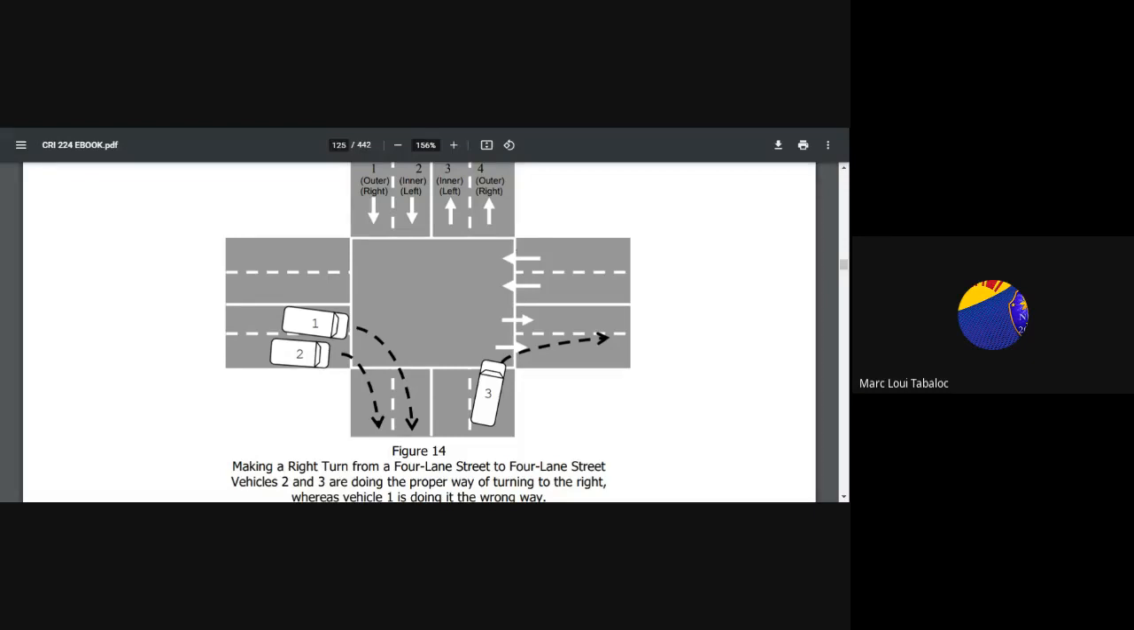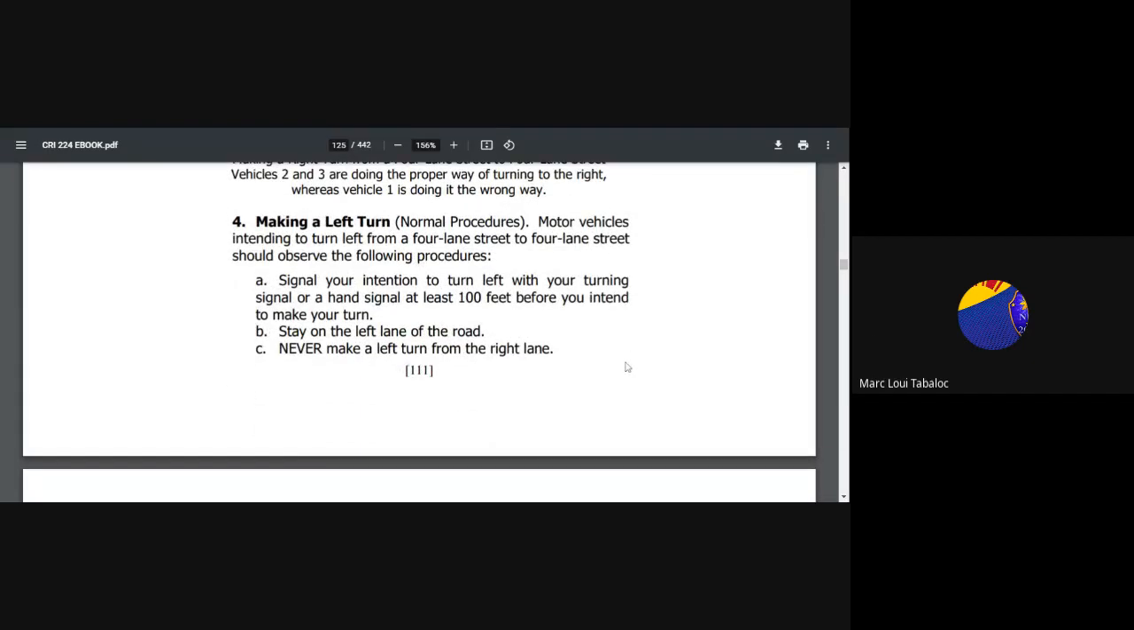You do not really disrespect the right of way of others. Okay? And also to avoid accidents. Kasi kung magkaka-aksidente pa yan, delayed pa kayo, naka-apekto pa kayo sa iba. Okay. The same goes with making a left turn. Okay? Same lang yan sa pag-right turn. Direction lang ang nagbago.